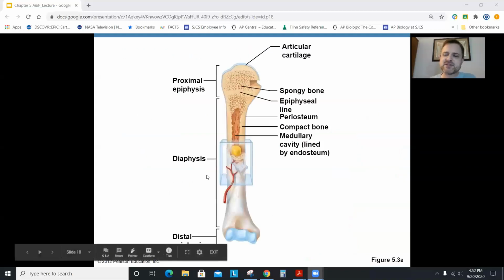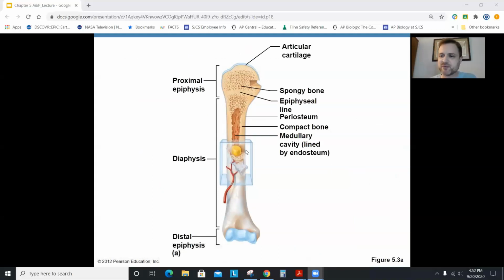Okay? So this is the same picture as on the previous slide, just bigger. Let's look at this before we go through each of these words. Typically at the ends of bones, you have a layer of articular cartilage. It's a glassy, smooth layer that helps prevent friction from building up inside joints. Here I have the epiphysis. Here you see the spongy bone.